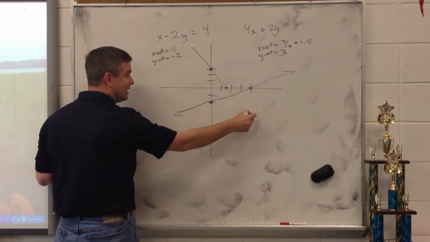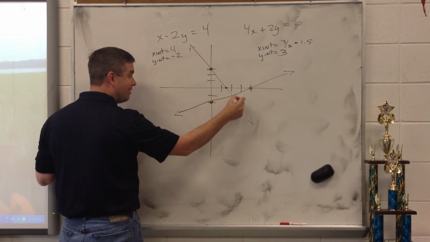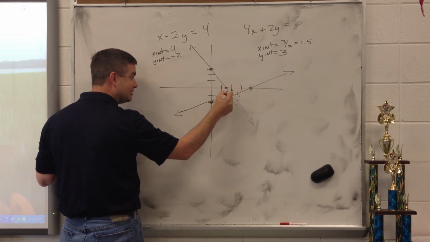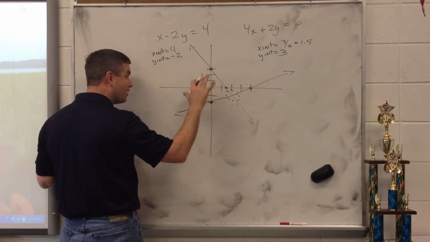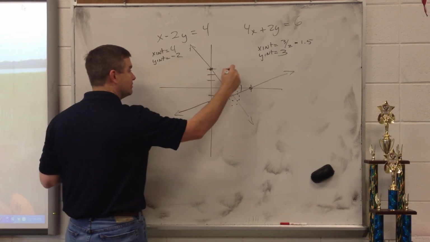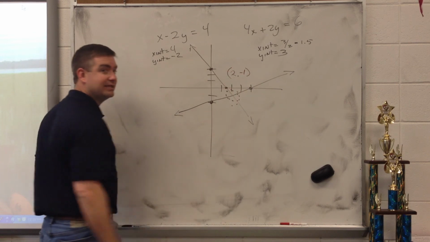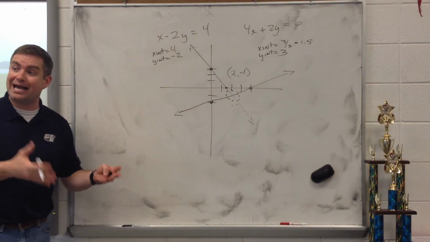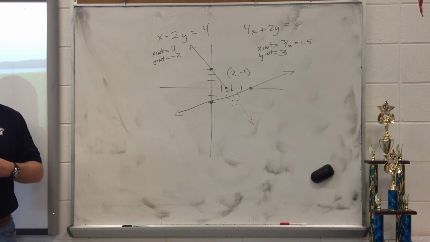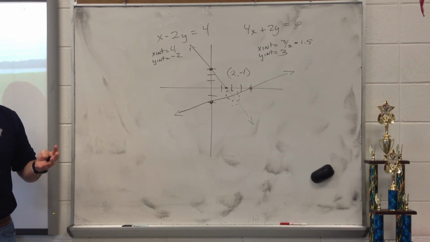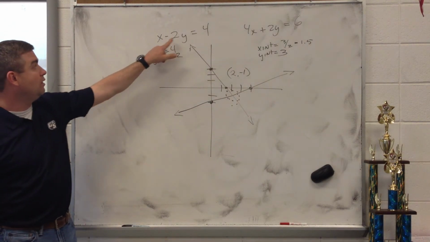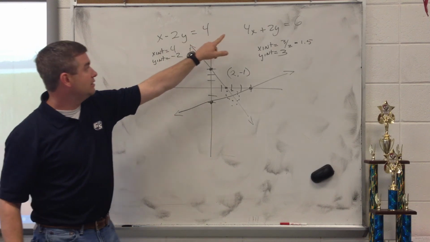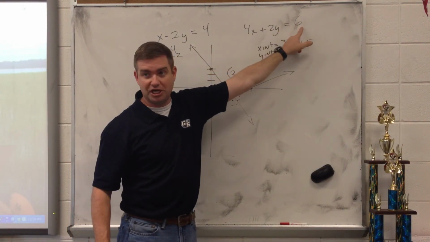I graph my line. Now comes the hard part. Now I've got to figure out where I think these two intersect. Happens to be the same point as the other problem, but that's okay. 2, -1 is my educated guess of where I think they intersect. Now what do I have to do? I've got to plug it in and check it. 2 and -1 checks.